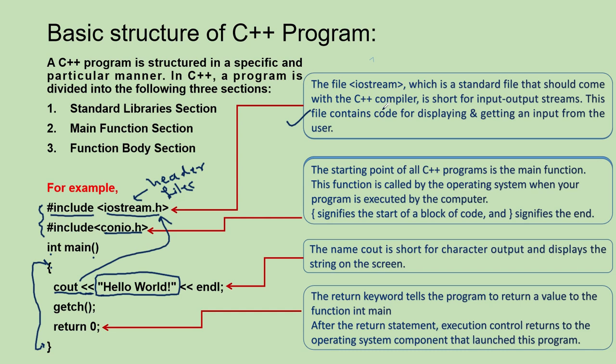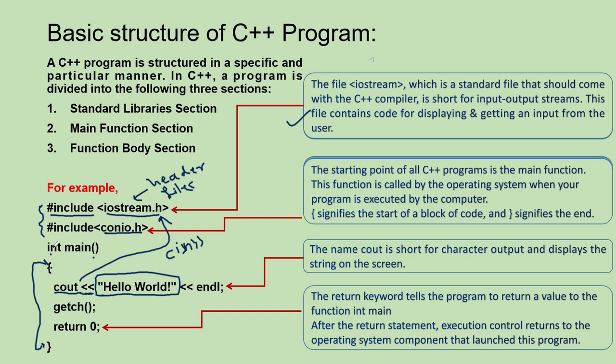It's short for input output stream. This file contains code for displaying and getting input from the user. One more function is there, that is cin, which we are going to use for getting input. Both functions are defined in iostream.h. Therefore, if we want to work with these functions, then we have to add iostream.h.